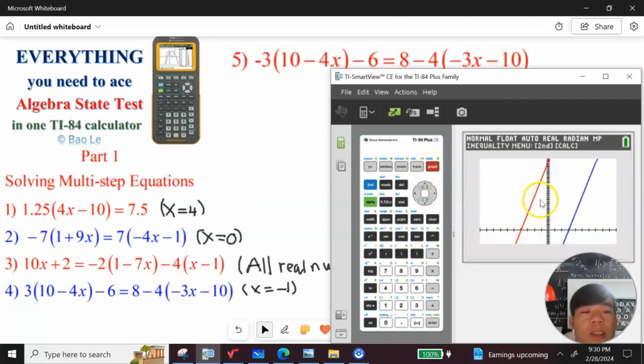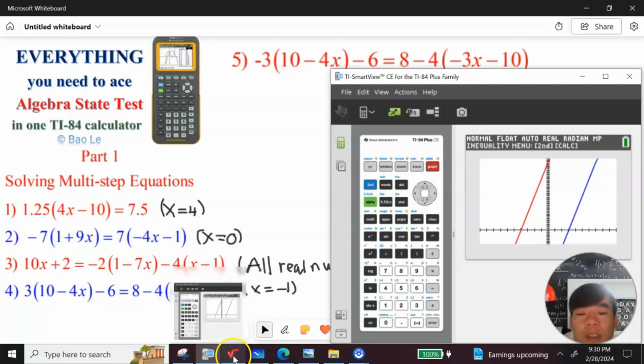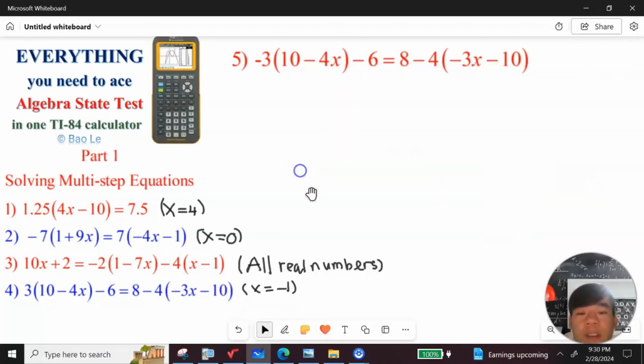All right, you see that the two lines are parallel. If two lines are parallel, it means they have no intersection point. In other words, there is no solution. So you put right here, it should be no solution.